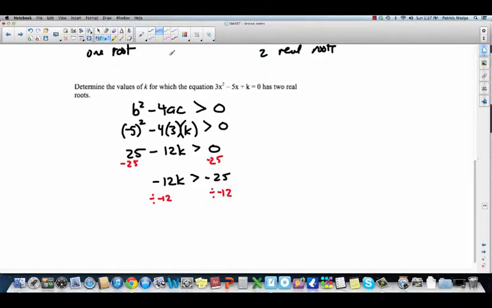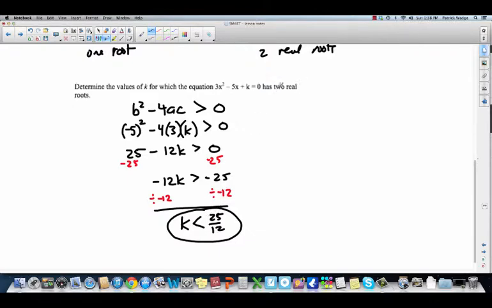Now, do you remember? You should have some kind of alarm bells going off in your head here. When you divide by a negative or multiply by a negative number and you're dealing with inequalities, what happens? The inequality sign flips around. So it's actually k is less than negative 25 divided by negative 12 is just 25 over 12. That's your answer. So you have to remember that thing about flipping the sign around if you're dividing by a negative number.